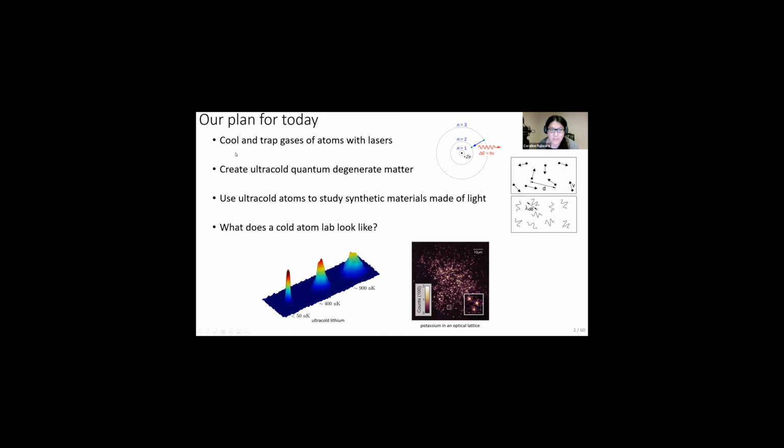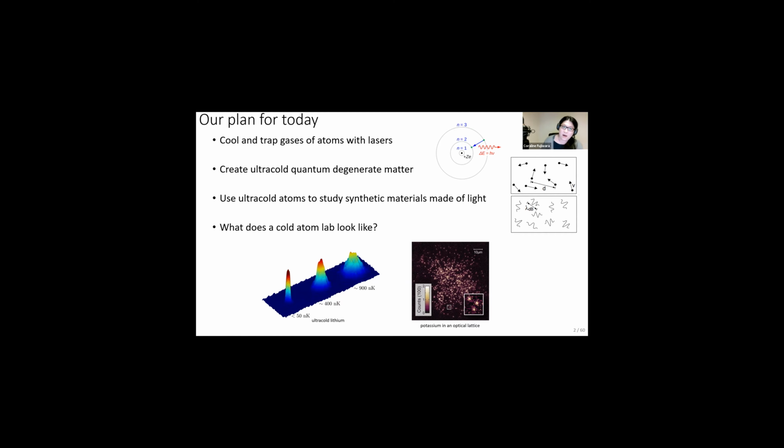First, I'll talk about how we can use light, namely lasers, to cool and trap gases of atoms. Our working model for atoms will be this sort of atom. Then I'll talk about how we can continue to cool them down and create ultra-cold quantum degenerate matter. At very cold temperatures, atoms, instead of behaving like billiard balls, reveal their wave-like nature and start to manifest what's called many-body quantum behavior. We'll talk about how that happens.